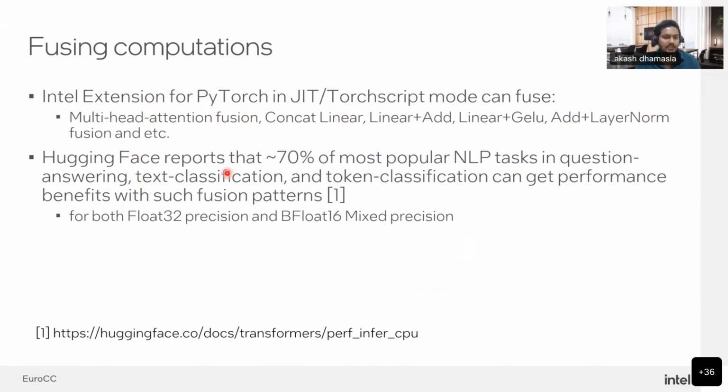And Hugging Face reports that 70% of their NLP tasks. This is a transformer based repo, which is made for NLP operations. They are saying that 70% of the most popular NLP tasks can get performance benefits with such fusion patterns. So with fusion strategies, 70% of their tasks can get performance benefits.